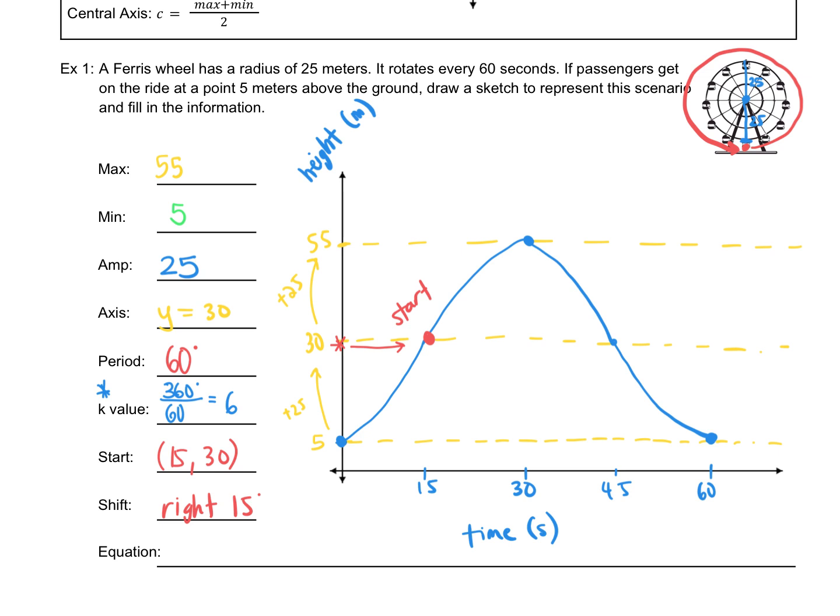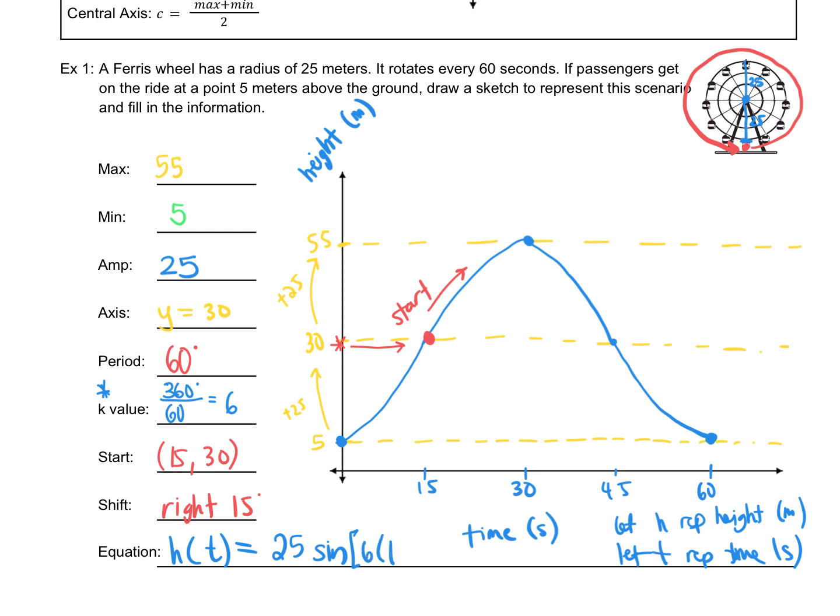Now, I'm not going to write y equals, I'm going to write something meaningful. So just on the side, I'm going to say let h represent the height in meters, and let t represent the time in seconds. So my equation will be h at t equals, we know the amplitude is 25. Now from my starting point, we are heading up to the maximum, so there is no reflection. My k value is 6. We're shifting to the right 15 seconds. So there we are. And then the central axis was at 30, so plus 30.